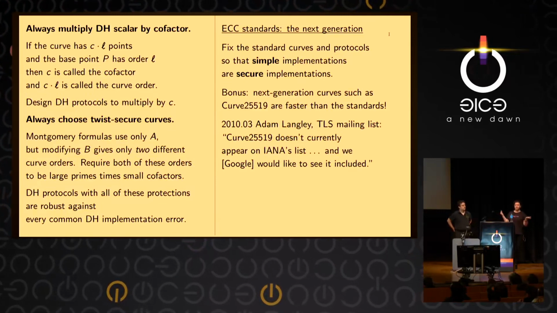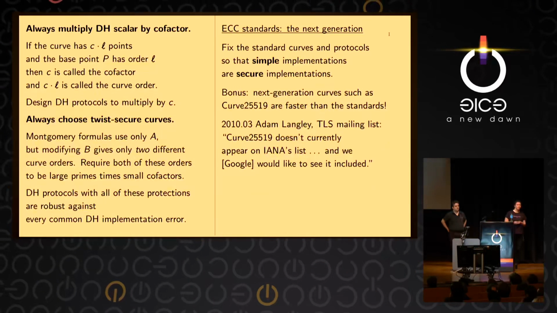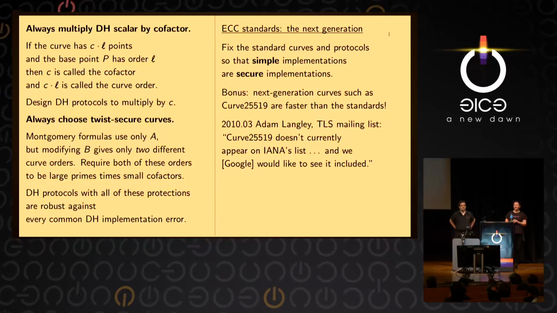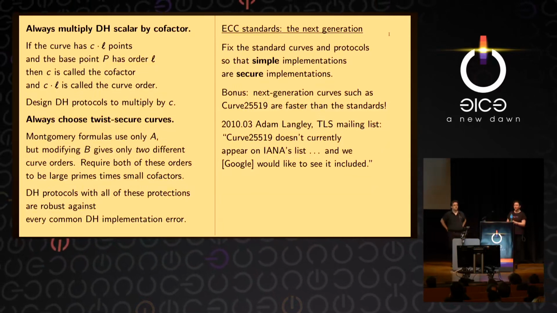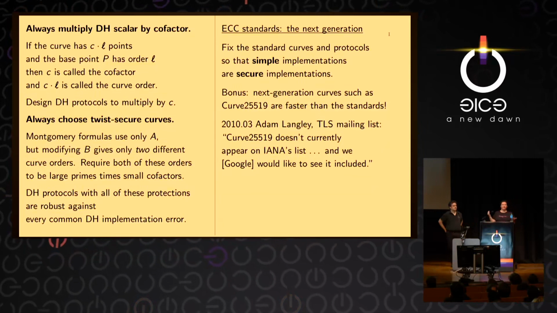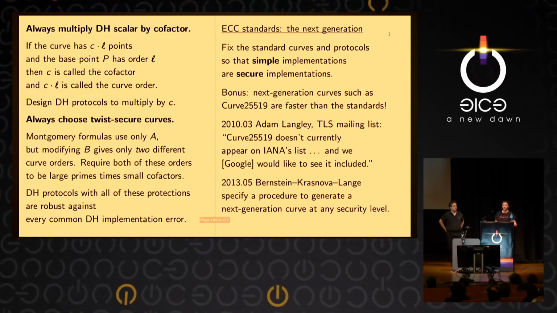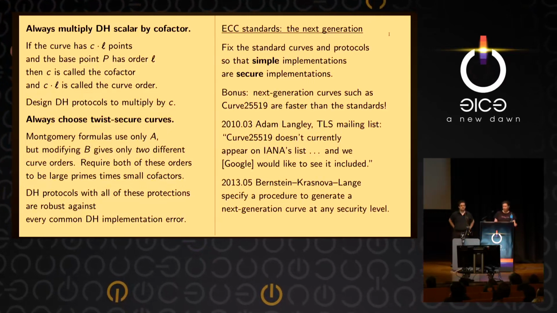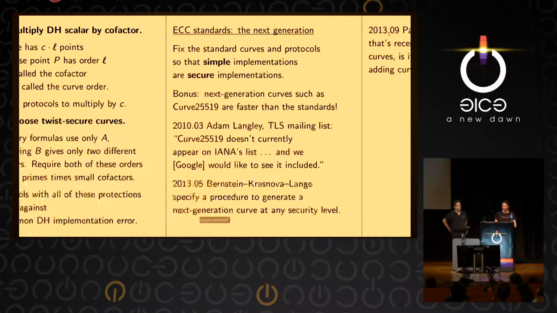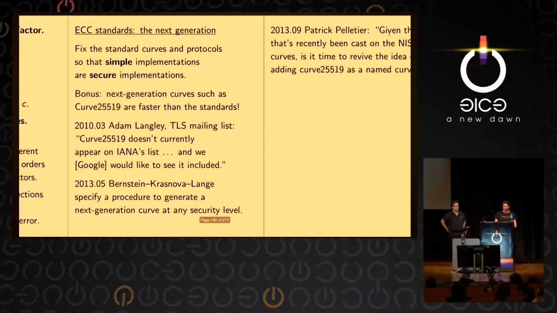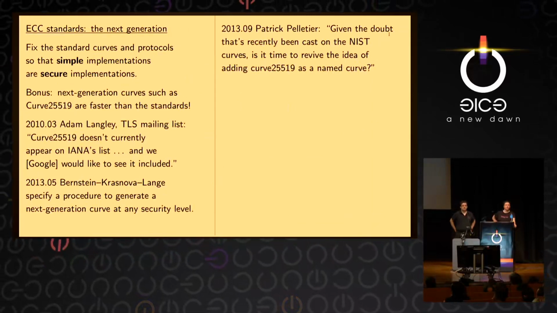In this case, the bonus is it gets faster. Already in 2010, Adam Langley from Google was posting to the TLS mailing list saying, hey guys, elliptic curve crypto has made some advances. Wouldn't it be nice to have Curve25519 as a named curve? Then not much happened. We did some work proposing good methods, or well, we think it's good methods, to generate curves. And thanks to Snowden last September, there's suddenly some motion coming into this from other people.